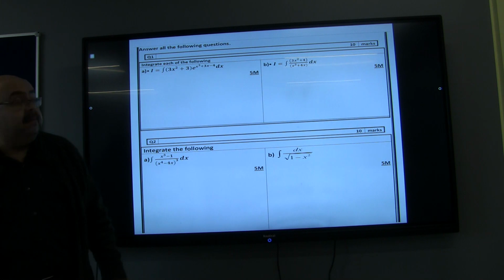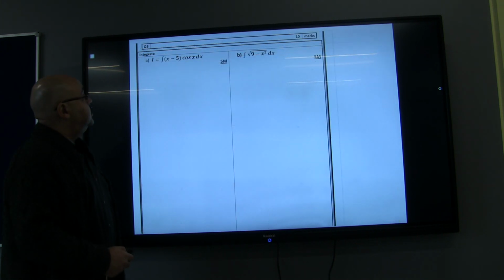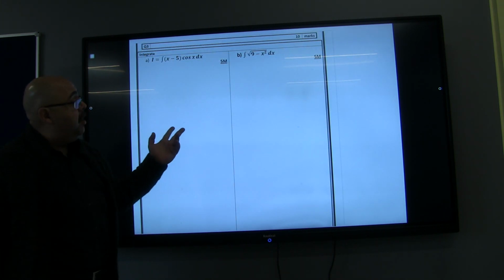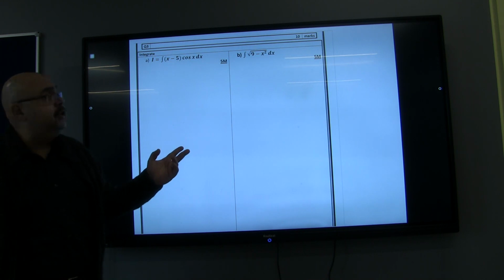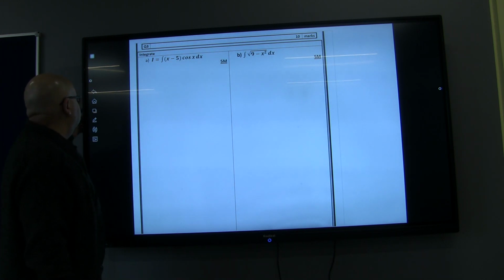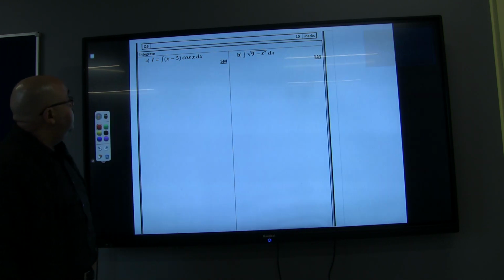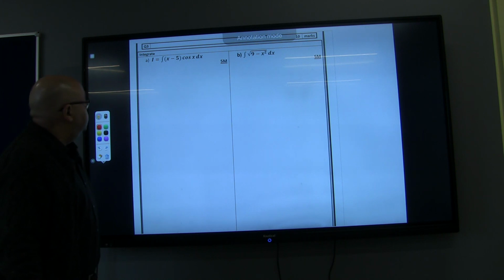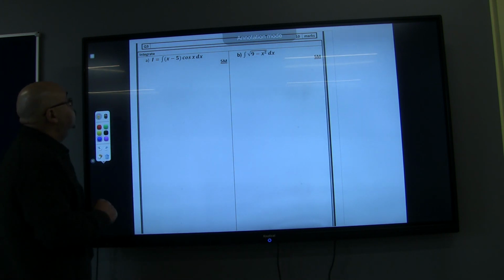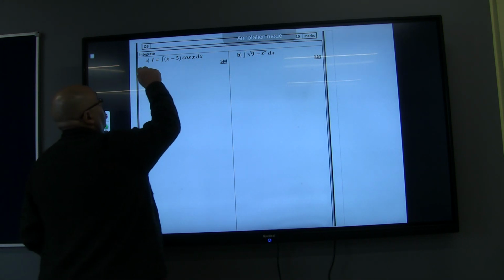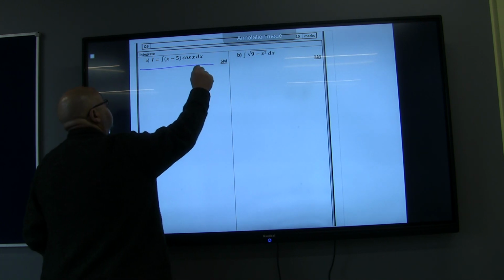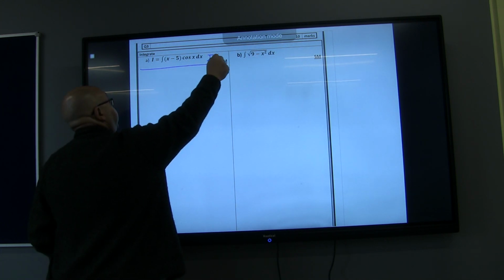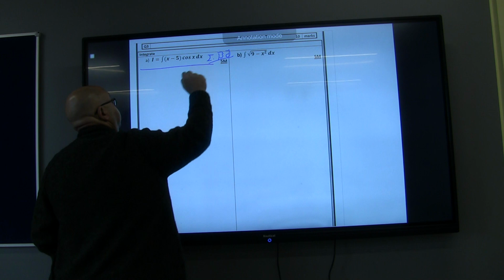You will have some problems on integration, of course. For this part, he is asking you to integrate these two functions. Once you start looking at the first of them, you will find x minus 5 times cosine x. And this problem can be solved using integration by parts. Once more, I will look at this case. This is going to be integration by parts.